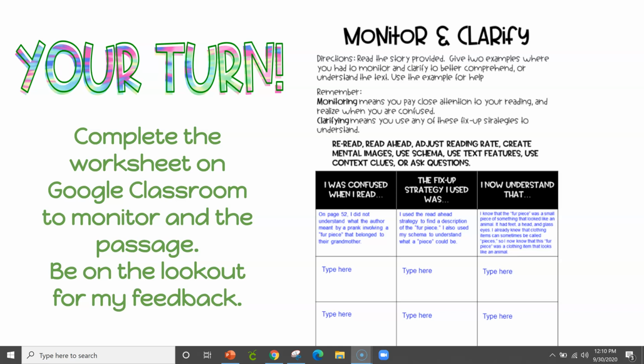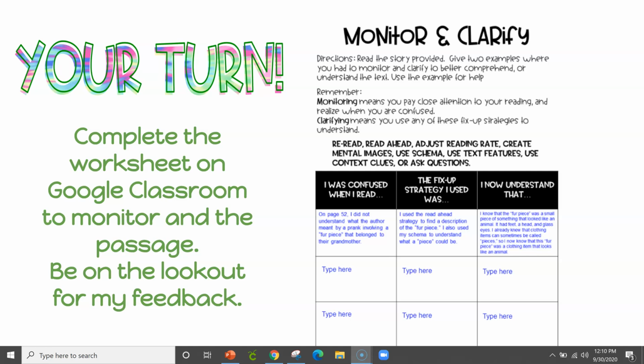On Google Classroom, you'll complete this worksheet. I'll go ahead and read the directions. Read the story provided. There will be a link for you on Google Classroom to read a story. Give 2 examples where you had to monitor and clarify to better comprehend or understand the text. Use the example for help.